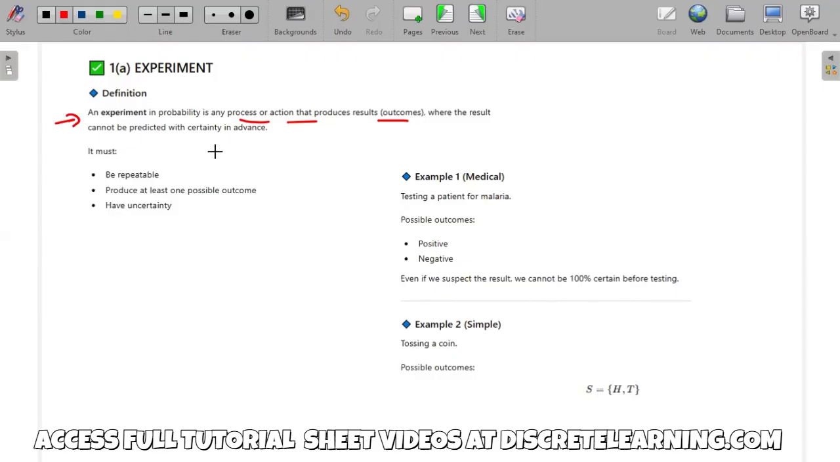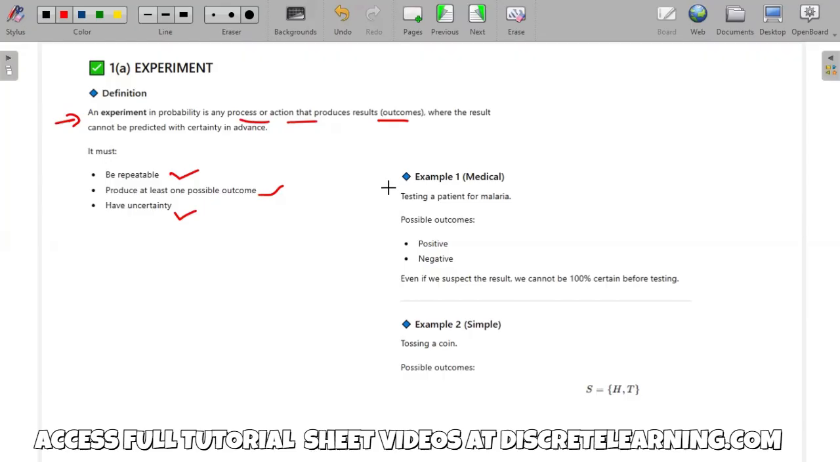So we are doing an experiment because the results that we are going to get cannot be predicted with certainty in advance. This experiment must be repeatable. We must be able to repeat the experiment a number of times, and that experiment should produce at least one possible outcome. And the experiment should have uncertainty because we do not know the result; no wonder we are performing it.